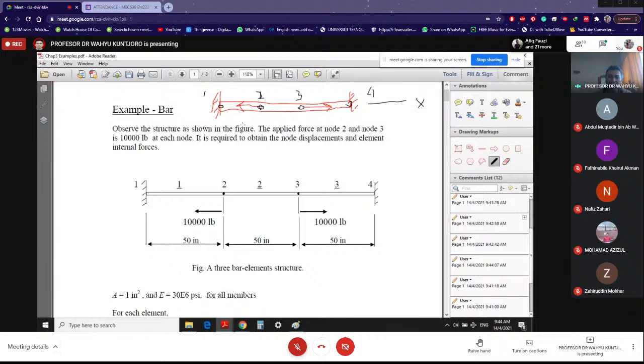What about elements? Of course, you will have element number one, element number two, element number three. Nice. So you see here, I have my finite element model, and that is exactly what you have here. That is your finite element model.